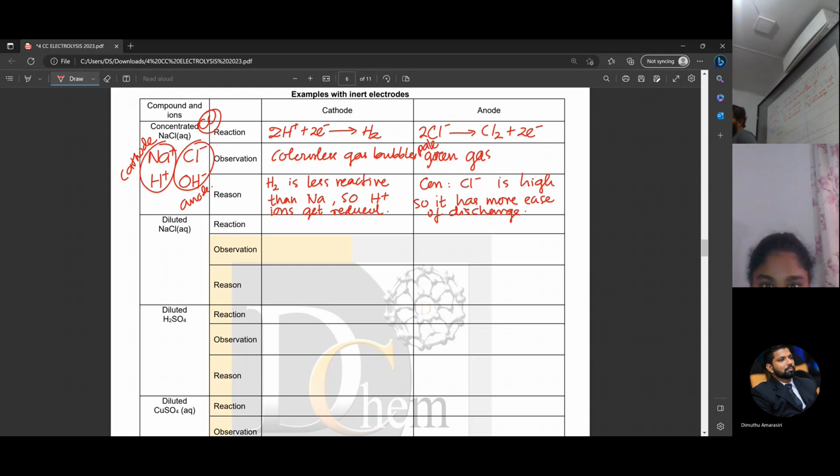What's the color of copper? Molten copper. Why do you use molten copper? There is no molten here. All are aqueous, right?